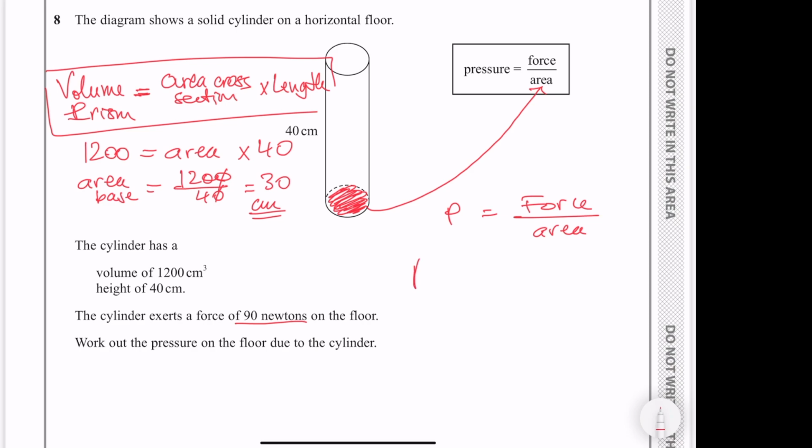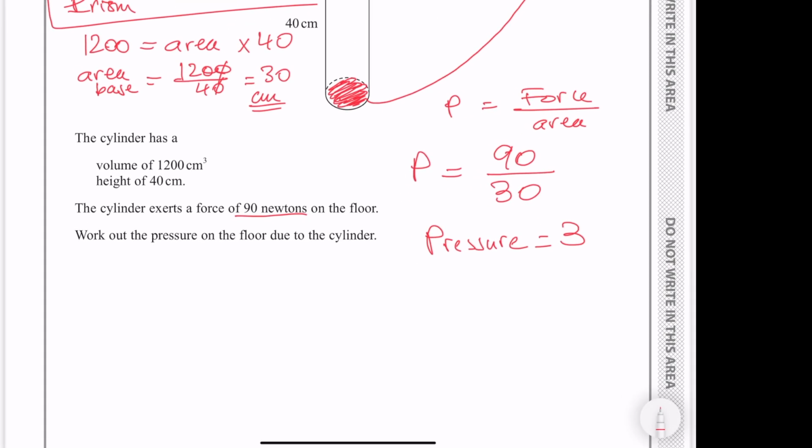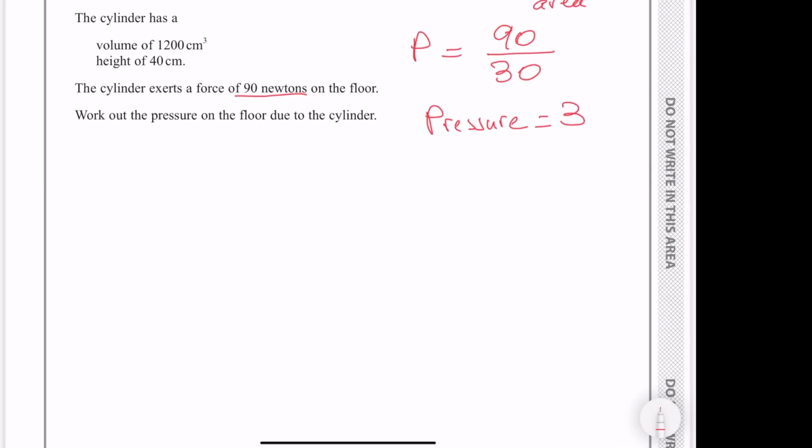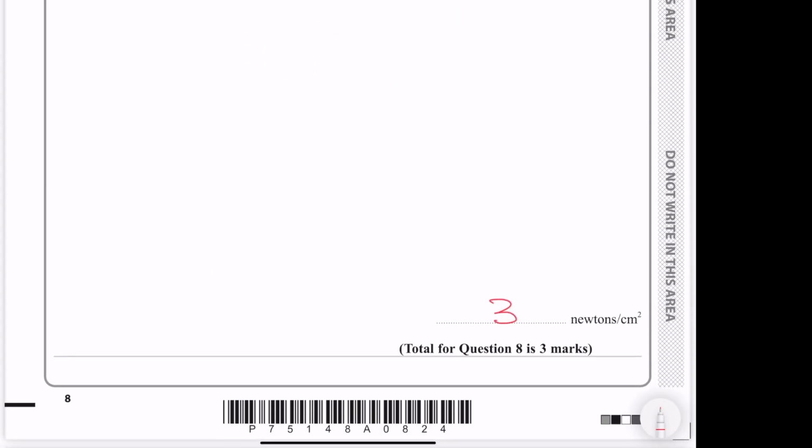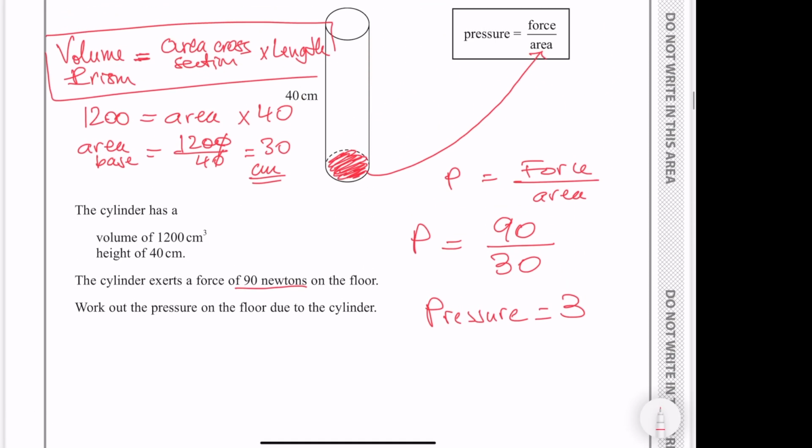So the pressure now is the force, which is 90 Newton, divided by area, which is 30 centimeters squared. So the pressure is equal to 3. Alright, so just put the answer 3 here in the answer box. 3 Newton per centimeter squared. Okay then, so remember the area is only the one that's in contact between the floor and the cylinder.